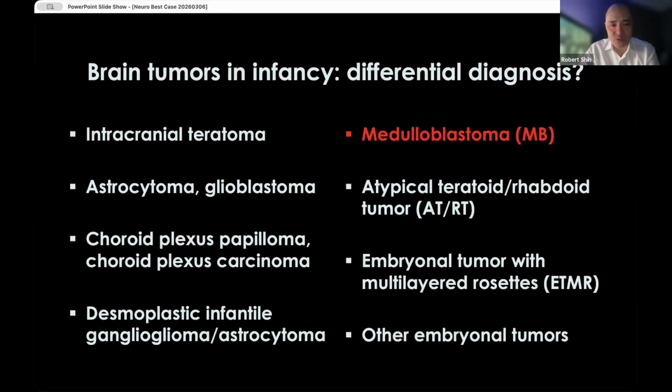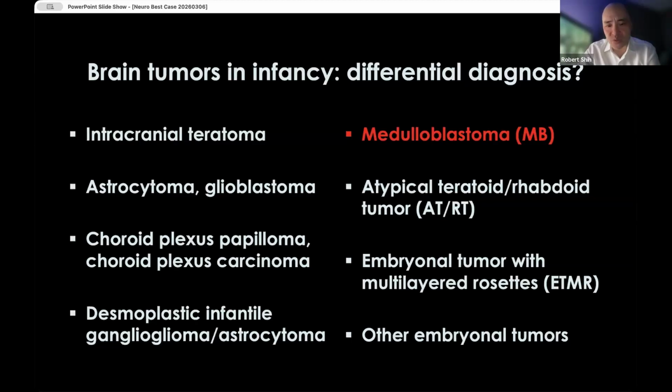But there's a wide range, right? Teratoma is the most common congenital fetal tumor. There's a bunch of gliomas that can happen, including astrocytomas, choroid plexus tumors. Down here, you have your DIG and DIA that can happen in infants, as the name would suggest. On the right side, below medulloblastoma, I've listed other embryonal tumors.